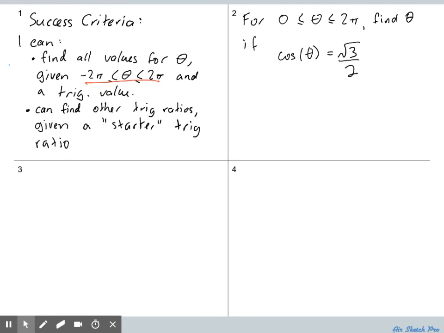Okay, so I will go cos of theta hat equals root 3 on 2. Theta hat is equal to pi on 6. Okay, 30 degrees. Pi on 6. Try and use radians as much as we can.